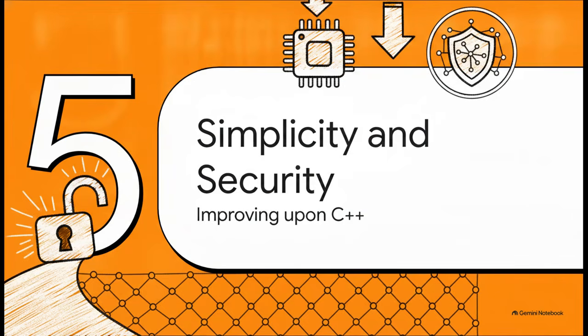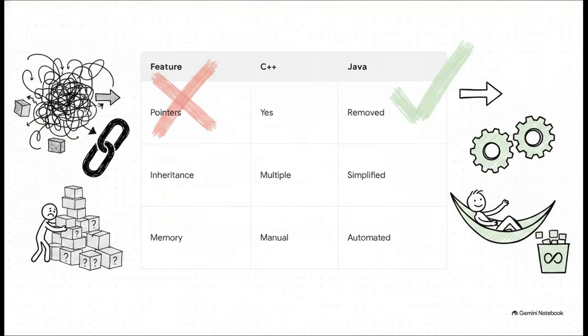Section 5, simplicity and security. Portability was a huge win, obviously. But to truly dethrone the C++ era, Java had to fix two other major flaws: complexity and a severe lack of web-facing security. So the creators of Java explicitly threw some of C++'s most frustrating features straight in the trash. They completely removed complex pointers, cleaned up the messy logic of multiple inheritance, and, perhaps most importantly, they introduced automated memory management. That meant developers no longer had to manually deallocate memory, which literally wiped out thousands of fatal bugs overnight. A real game changer.